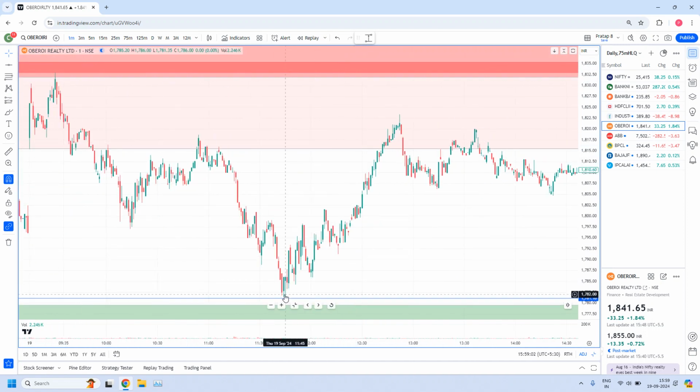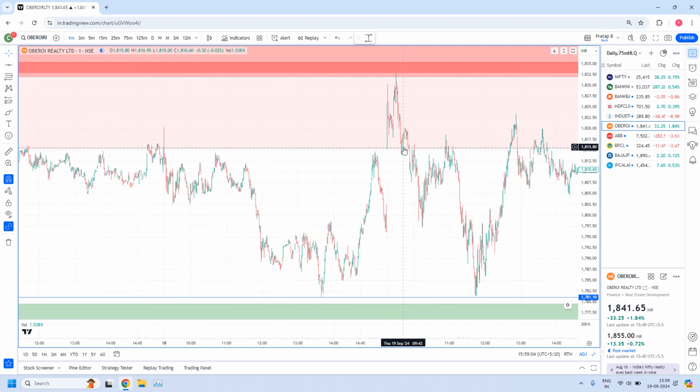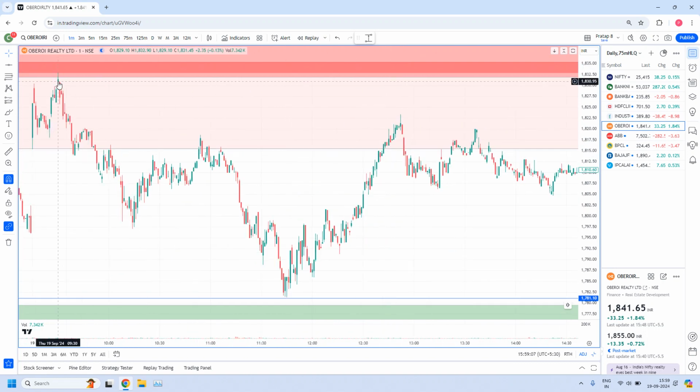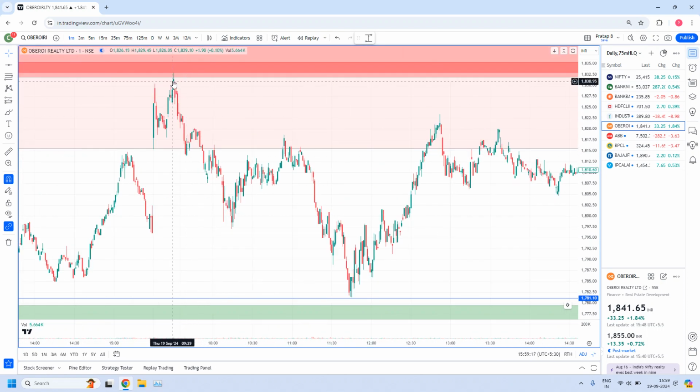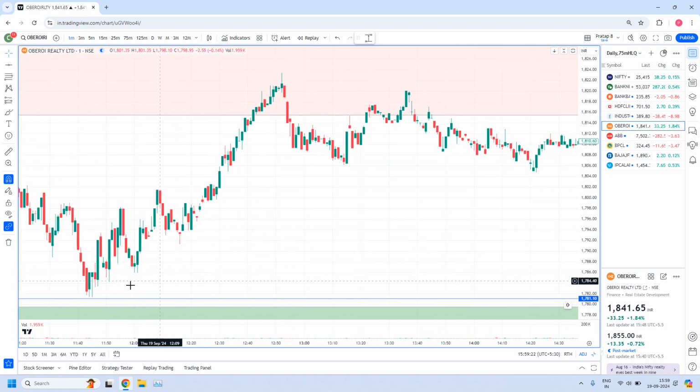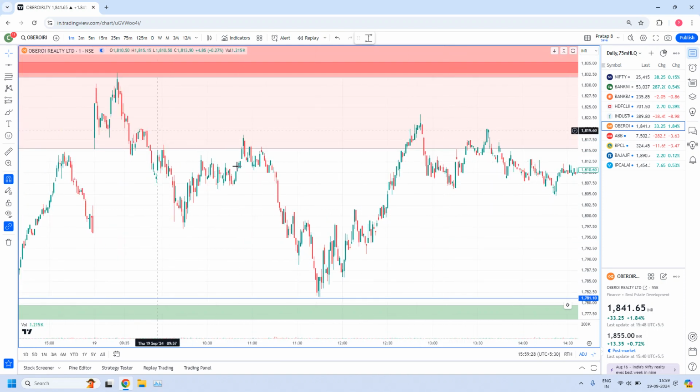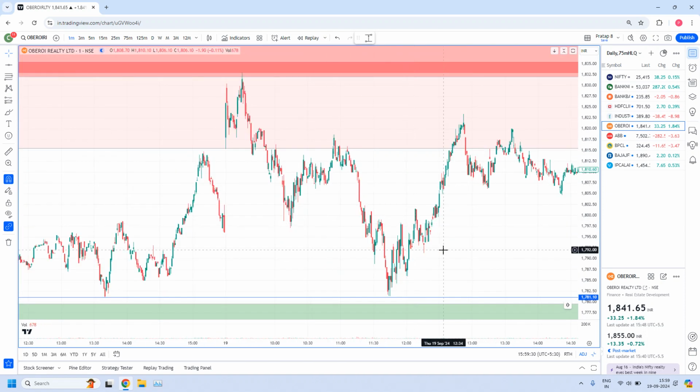And finally it reached the target. And when did we get the entry? At 9:30. And when did it reach the target? Maybe at 11:45. So at 9:30 we got the entry. 10:30, 11:30, 2 hours 15 minutes is the time it took to complete the trade. Okay, within this 2 hours 15 minutes, how much profit has it given?